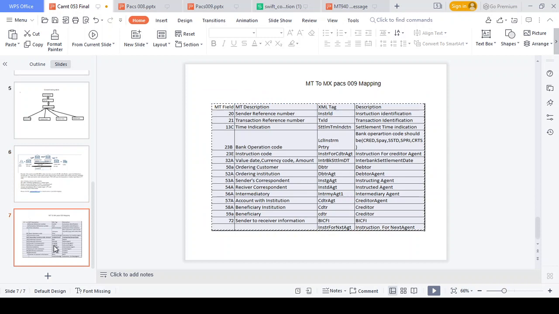Okay: 20 sender reference number, instructing ID; transaction reference number, transaction ID; time indicator, settlement time indicator; 23B bank operation code and 23E instruction code; value date, currency code, settlement amount, interbank settlement amount; ordering customer, we call the debtor; ordering institution, we call the debtor agent; sender correspondent, we call the instructing agent; receiver correspondent, we call the instructed agent; 56 intermediary, we call the intermediary agent; account with institution, we call the creditor agent; beneficiary institution, we call the creditor; beneficiary, we call the creditor; sender to receiver information, for instructions for the next agent.